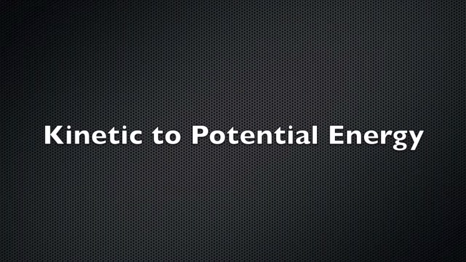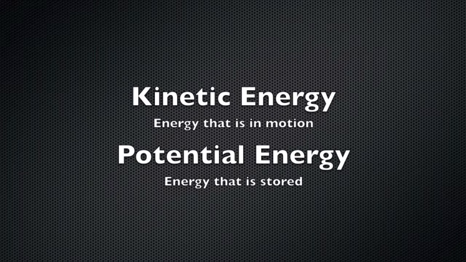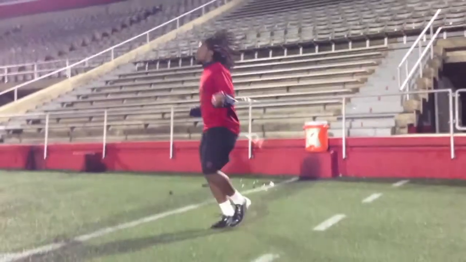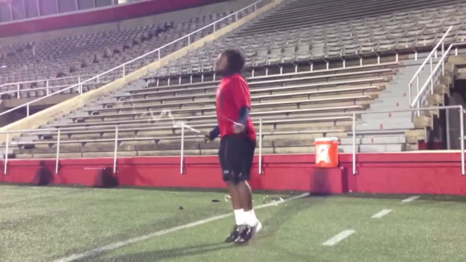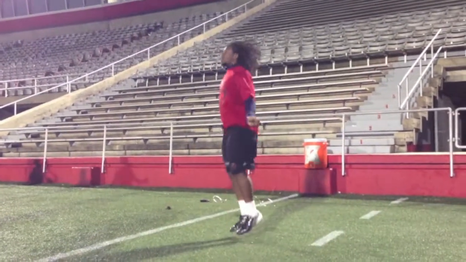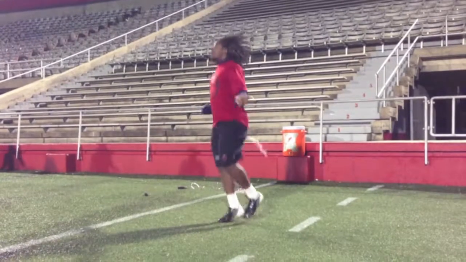Kinetic energy is energy that is in motion. Potential energy is when energy is stored. In this video, the athlete is performing jump ropes. This is an example of kinetic to potential energy, then potential to kinetic energy.